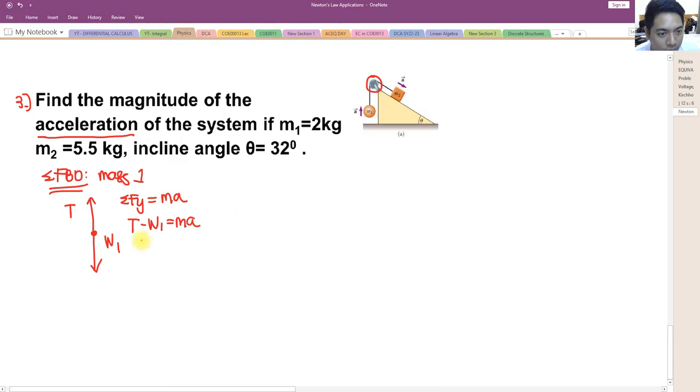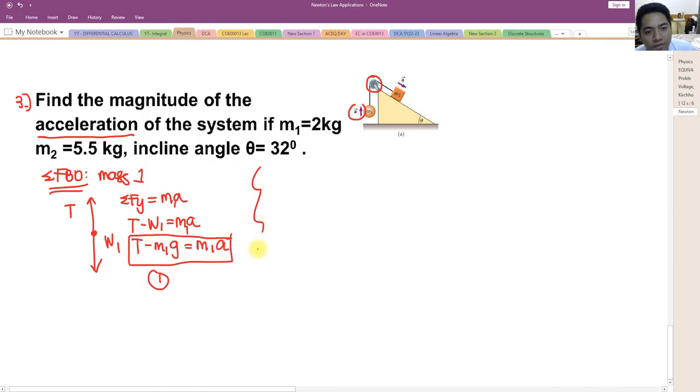Okay? So more specifically, we have T minus W1, or the weight 1, which is m1 times g. And that should be equal also to m1 times a. Because we are talking about the acceleration of mass 1, so we should have m1 here. So let's just take a look. This will be our equation 1.